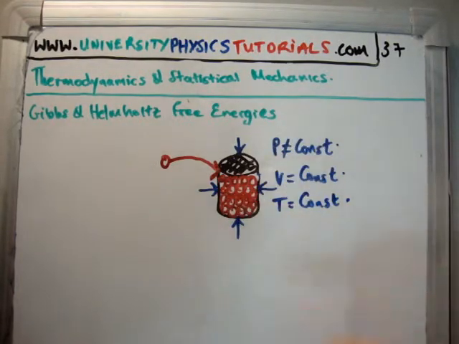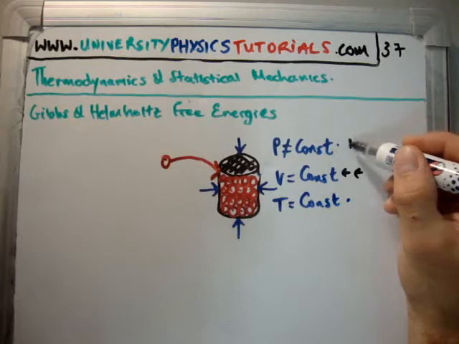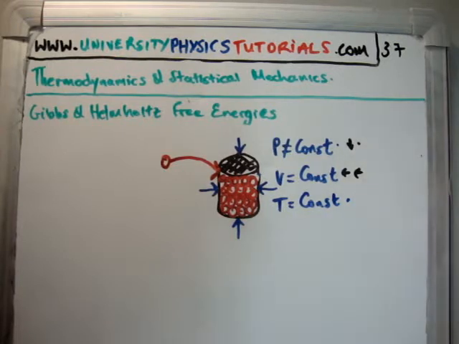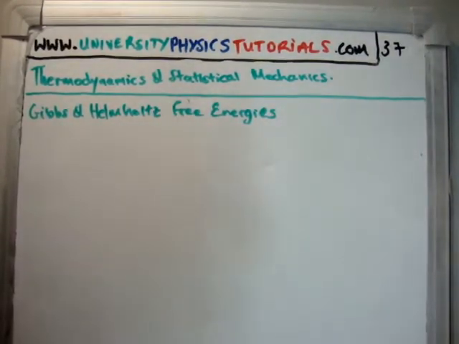If you increase the number of particles, you increase the pressure if it's a constant volume. And if you decrease the number of particles at constant volume, you're also going to decrease the pressure. Okay? And the final one is, well, why is this constant temperature thing so important?